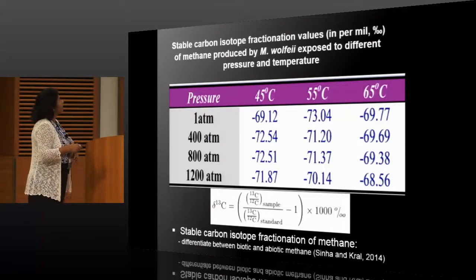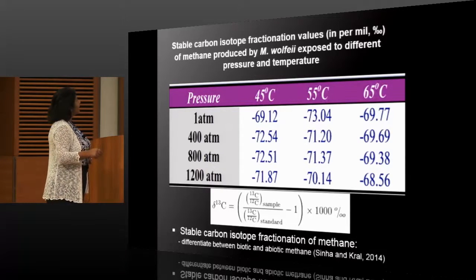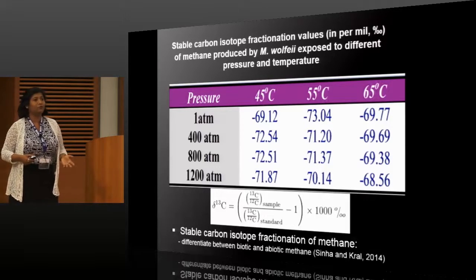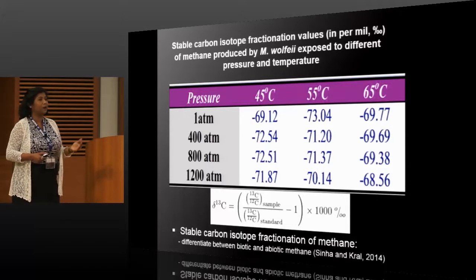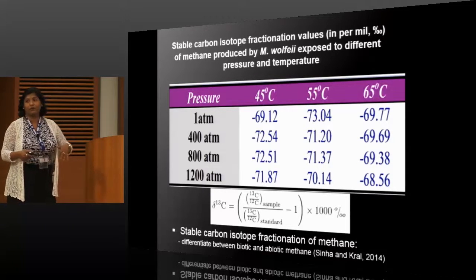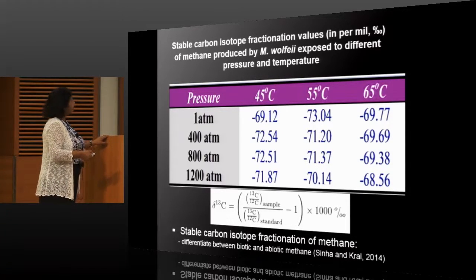This is the table of stable carbon isotope fractionation, and in this table we don't see any significant difference in their carbon isotopic data due to the effect of different pressure or different temperatures. We use this formula to calculate their carbon isotopic fractionation values. Actually, stable carbon isotope fractionation is one of the methods that can distinguish between biogenic and abiogenic methane, and here we wanted to see the effect of high pressure and high temperature on their carbon isotopic values.